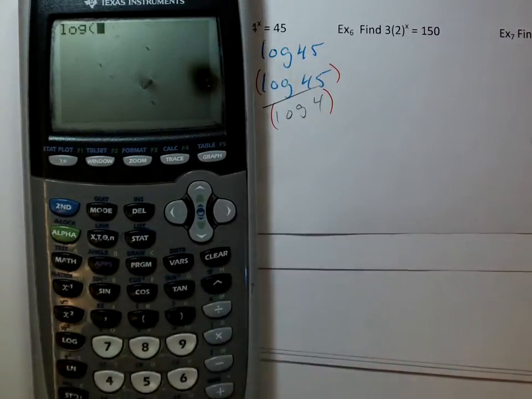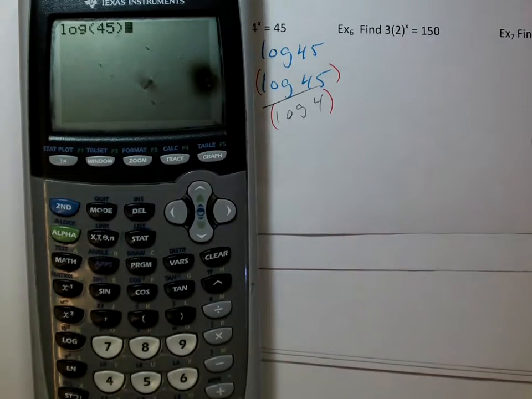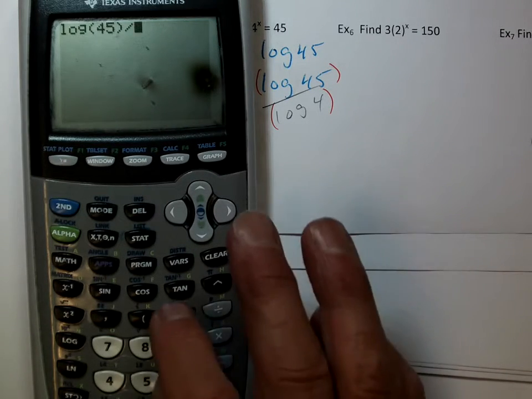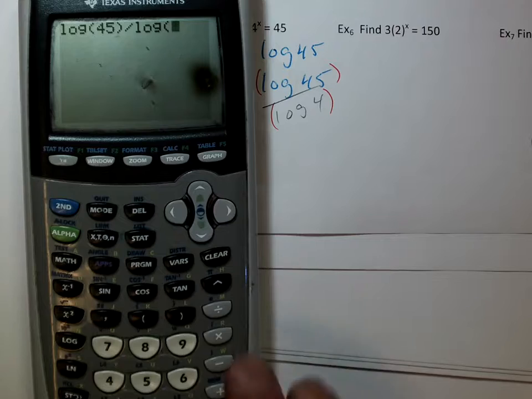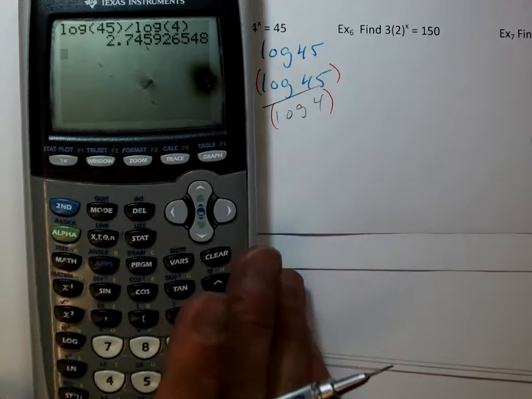So I'm going to go log of 45, and I'm going to close my parentheses, divided by log of 4, okay? So my answer is much more accurate than guess and check, much more accurate than graphing it. The answer is 4.74. We can round to the nearest tenth.